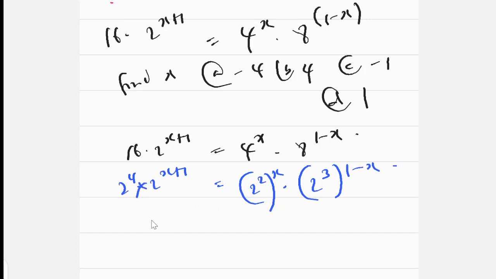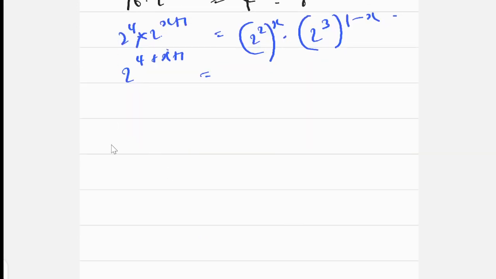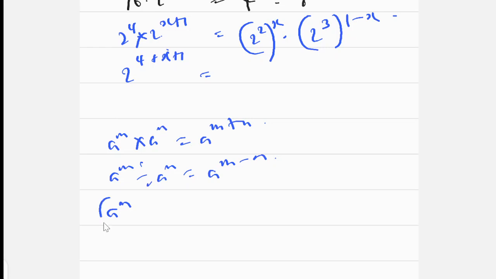If you apply your laws of indices now, when you have the same base and you have multiplication as their relationship, then you have to add the index. Then you have 2, 4 plus x plus 1 is equal to, a raised power m, everything raised power n is equal to a raised power mn. Maybe I should write for you some of the laws of indices. You have a raised power m multiplied by a raised power n is the same thing as a raised power m plus n. A raised power m divided by a raised power n is the same thing as what? A raised power m minus n. A raised power m, everything raised power n is equal to a raised power mn.